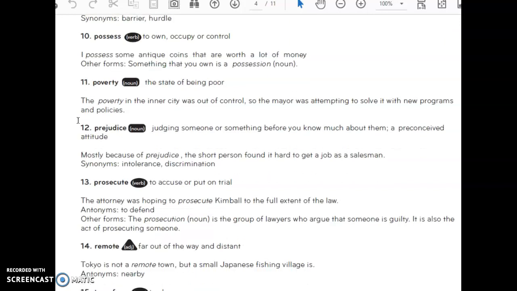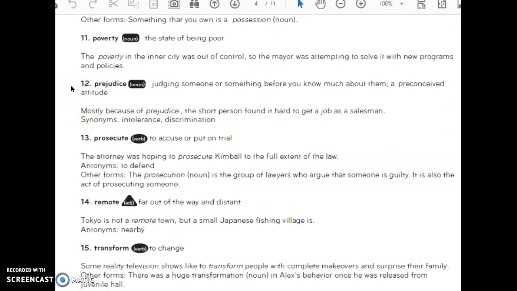12 is prejudice, which is a noun. A prejudice is when judging someone or something before you know much about them. It's a preconceived attitude. It's like you already have this thought in your mind without knowing them or knowing the situation. Mostly because of prejudice, the short person found it hard to get a job as a salesman. Synonyms, intolerance or discrimination.